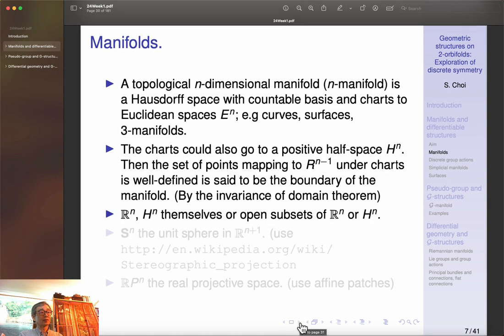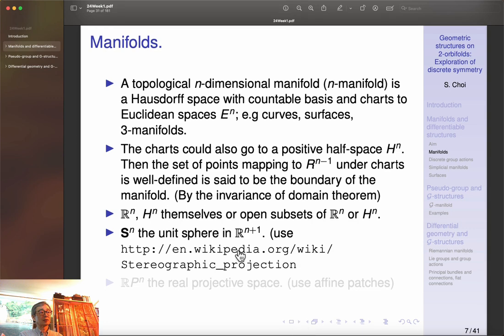R^n and H^n themselves are, of course, topological n-manifolds, and open subsets of R^n or H^n are also topological n-manifolds. S^n, the unit sphere, is again a manifold. Here you need some sort of stereographic projection to cover S^n by Euclidean neighborhoods to show that it is a manifold.